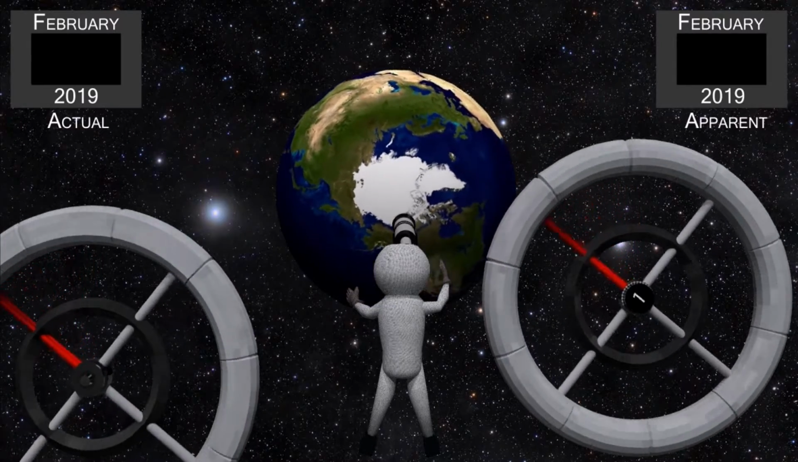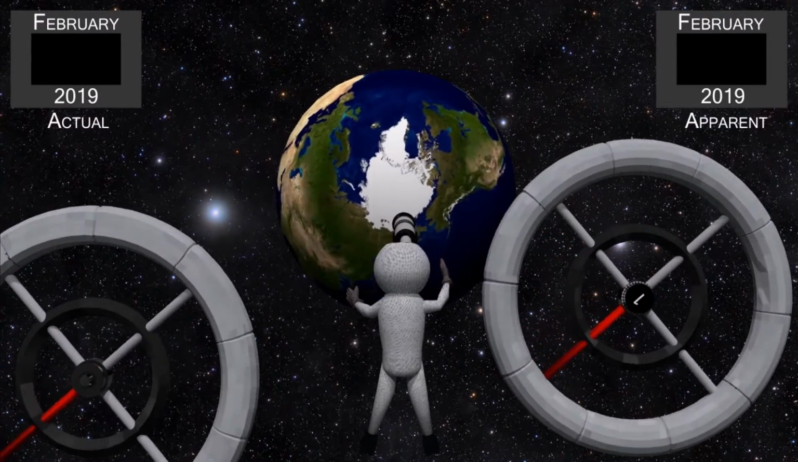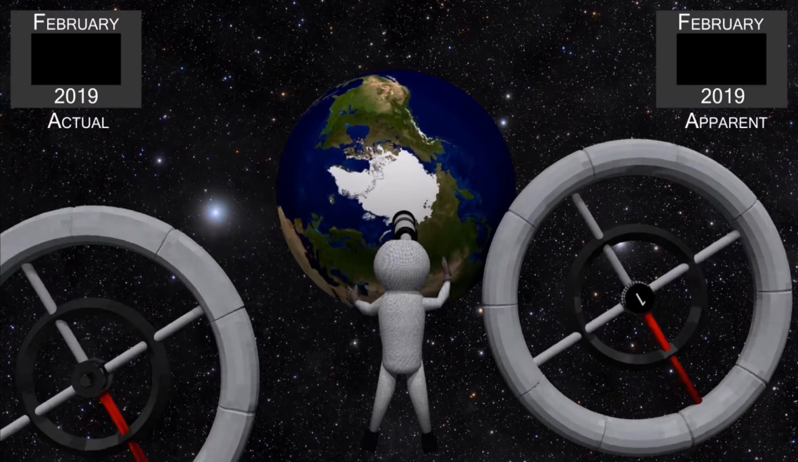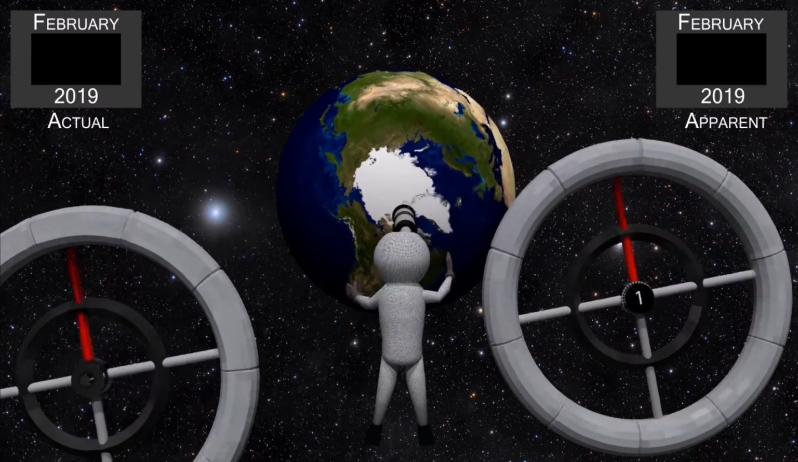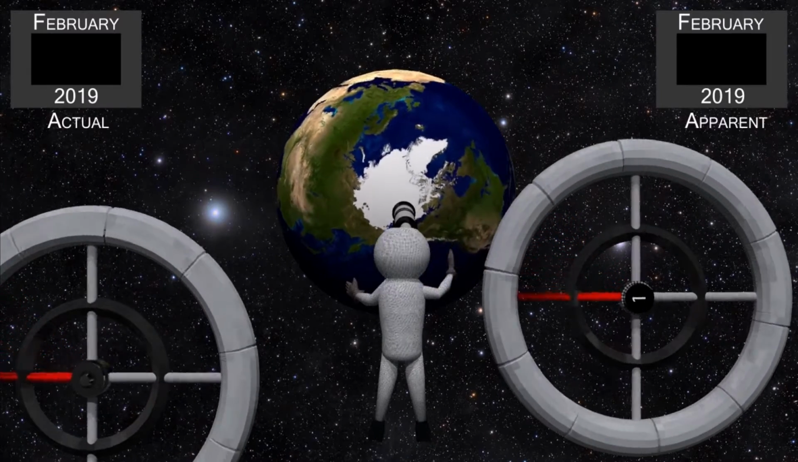Carl is 1 light day from Earth. We can't see Earth from a light day away, so he is using a telescope with incredible magnification. What we see on the middle of the screen is what Carl sees.